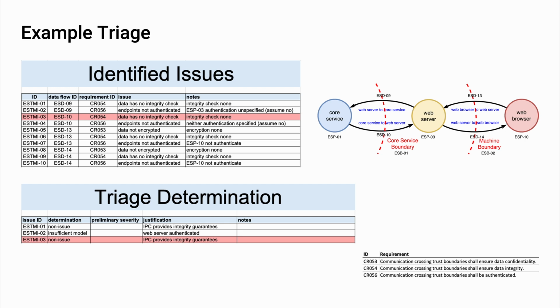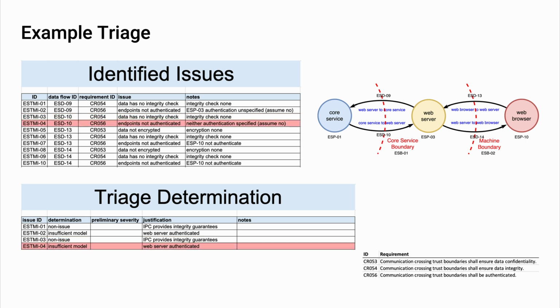Since we have data integrity guarantees within the context of using the IPC protocol, it's a non-issue. Issue 4 rounds out the issues between the core service and web server. This one again is data flow ESD10 from the core service to the web server, and it's the same issue that we had for issue 2.